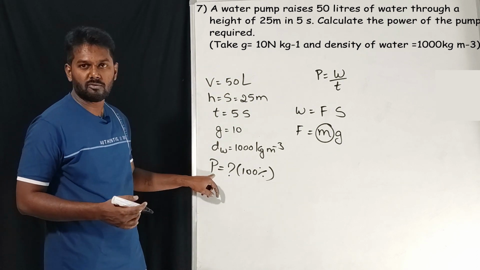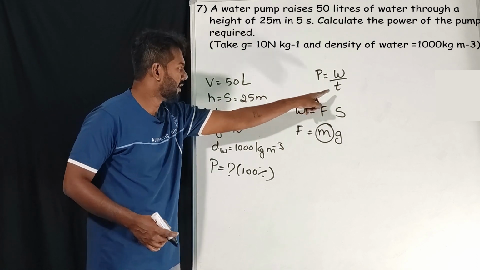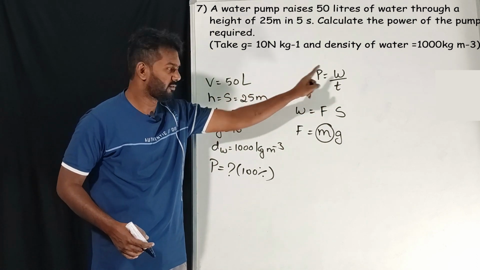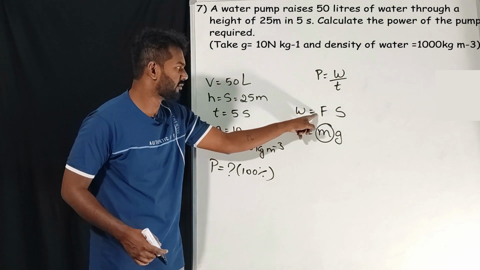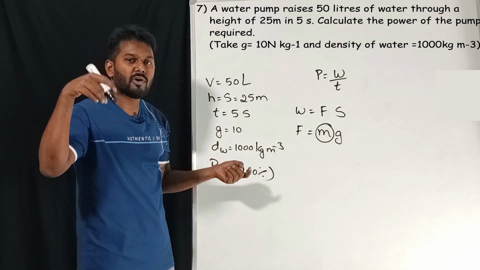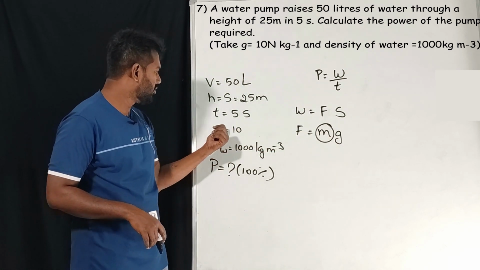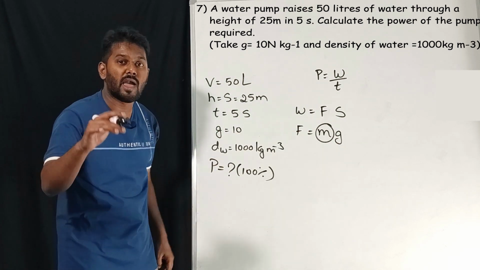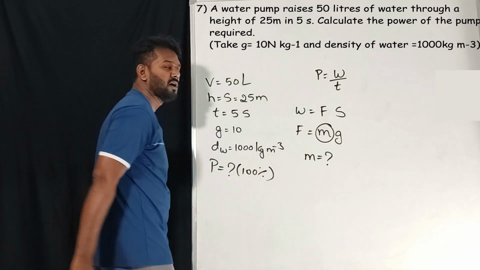First write what we have to find. Power. What is the formula for power? Work done by time. We have time, we don't have work done. We will find work done. What is the formula to find work done? Work done is equal to F into S. S is given. We don't have F. How to find F? F is equal to mass into gravity. Gravity value is given. We don't have mass. Now we have to find mass. This is our first step.